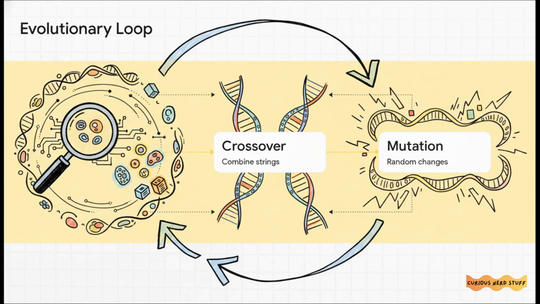Step 2 is crossover. The chosen pairs literally mate by chopping up their data strings and combining portions of them to create entirely new offspring solutions. You take the first half of parent A and the second half of parent B.